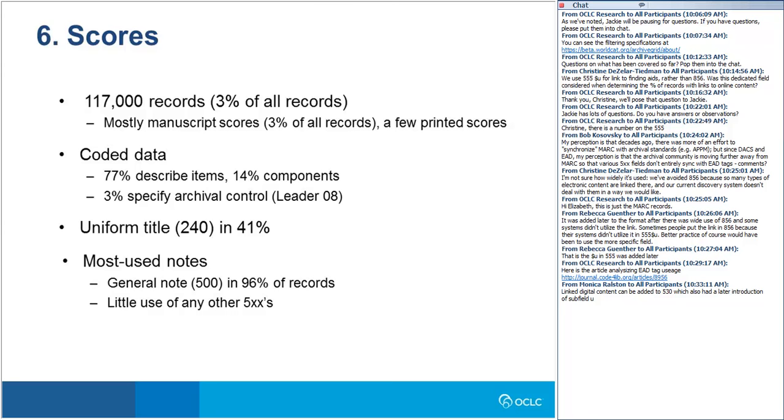Uniform titles, one version of the title for materials that are published in many versions with many titles, are really common in records for music because so many different editions under so many titles are published for many, many pieces of music. And notes, music catalogers stick to that general note.